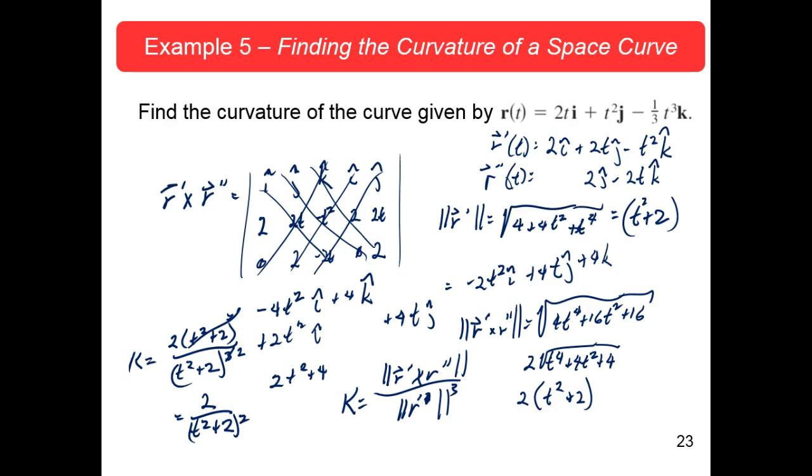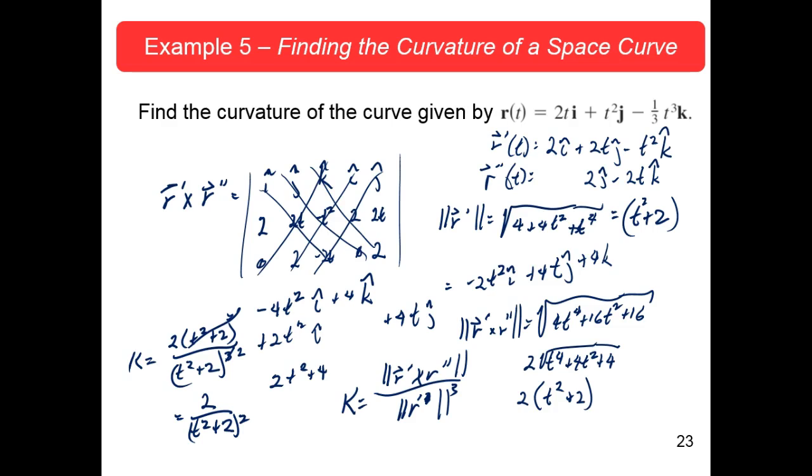Wait a minute. Why do I get a squared and they don't? Oh, there it is, yeah. It is there. I'm just not looking ahead. It's 2 over t squared plus 2 squared, in parentheses squared.